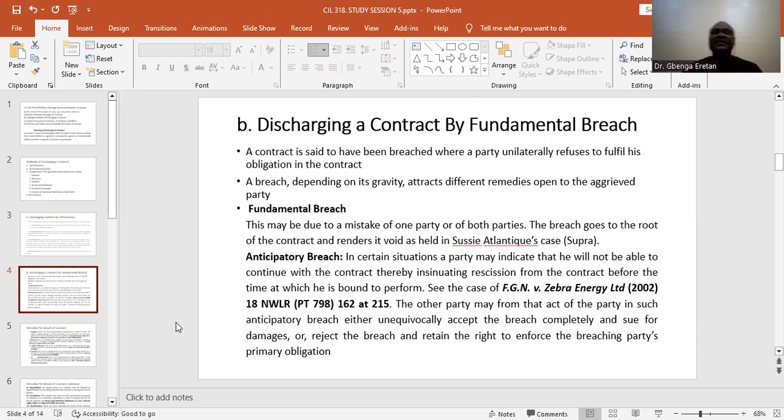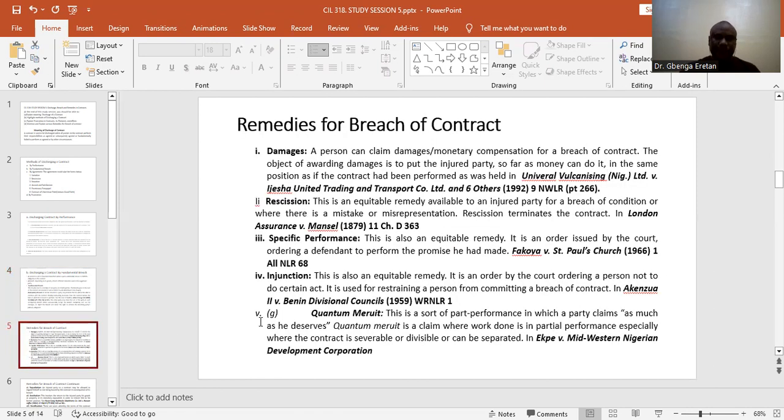Then we'll talk about anticipatory breach. When you talk about anticipatory breach, this is a breach that is foreseen by one of the parties in that contract and make provision for it. And the other person may repudiate the contract in line with the anticipated breach or move along and sue for damages as the case may arise. Now, where there is a breach of contract, what are the remedies that are available to the person who suffers loss under a breach of contract?